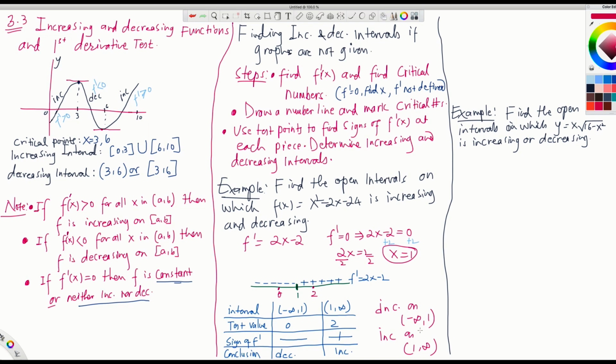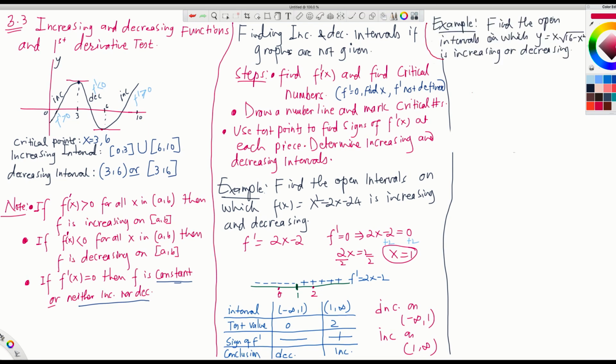So let us do another example. Find the open interval on which y equals x times the root of 16 minus x squared is increasing or decreasing, right? The domain of this function is not all real numbers, because there is a root, so there are only certain values of x that make the quantity under the root positive. The other values of x will give you negative.